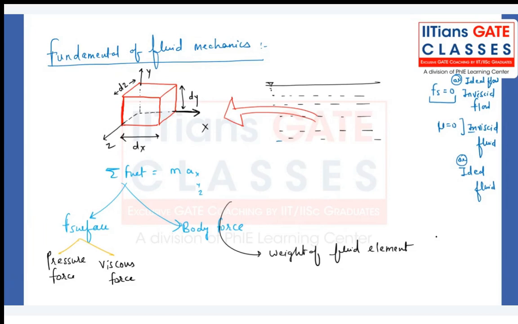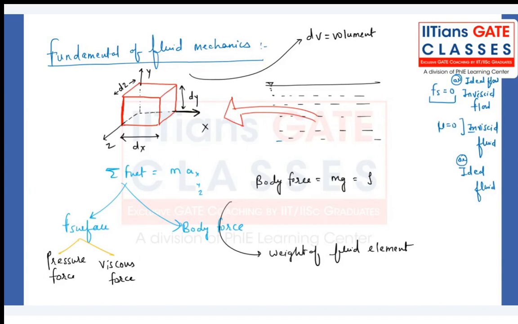Now, as far as the fluid is in motion, we are dealing with these types of forces. One is pressure force, second will be viscous force, and third will be body force. Now, what is the body force? So body force we are denoting by mg, that is equal to what? Rho into what is the volume of that element? What is the volume of this element?